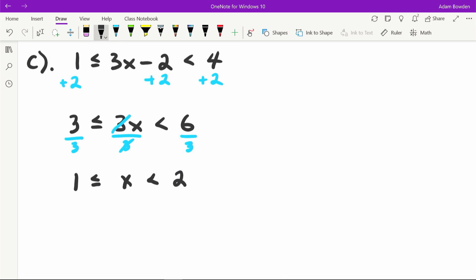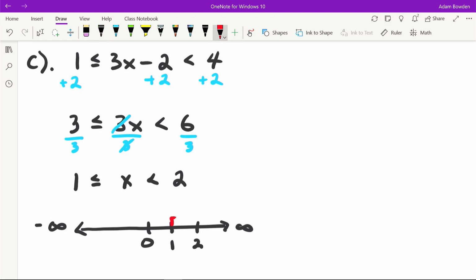Okay, and so let me illustrate that on the number line. It's a slightly different look to it here because we only have the numbers between 1 and 2 to worry about here. 1 is the smallest number and 2 is the biggest number. For 1, we're going to use a bracket, and for 2, we're going to use a parenthesis. And I'm going to shade everything in between those numbers. And in interval notation, it would go bracket 1, comma 2, parenthesis.